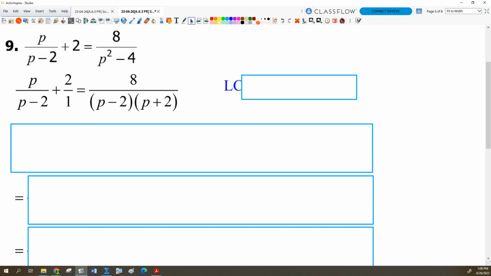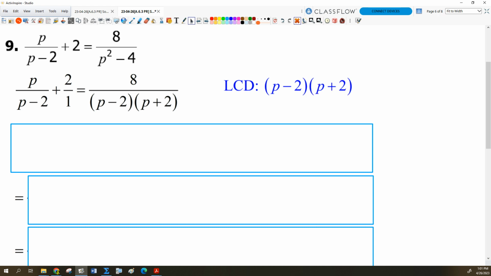Our LCD, what's the first thing on the list? P minus 2. Okay. Does this guy, well, 1 doesn't contribute anything. How about over here? I've got a P minus 2 to the first power that's already taken care of. Anything else? P plus 2. So there's our LCD, right? Everybody see that?